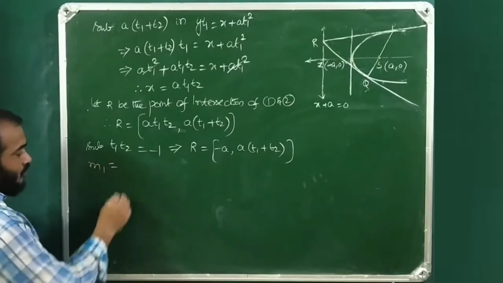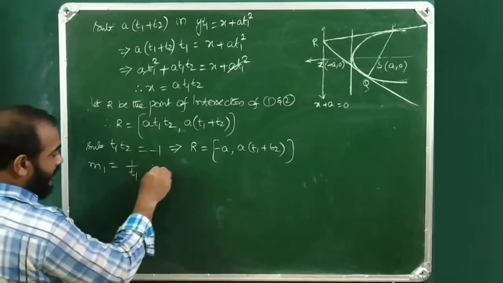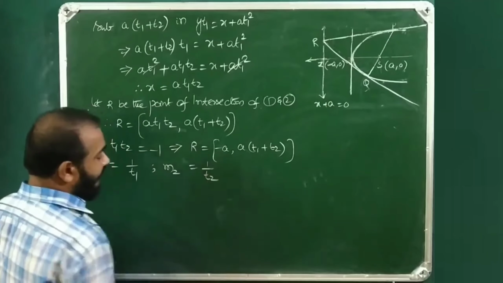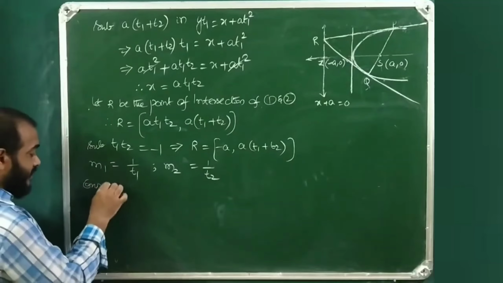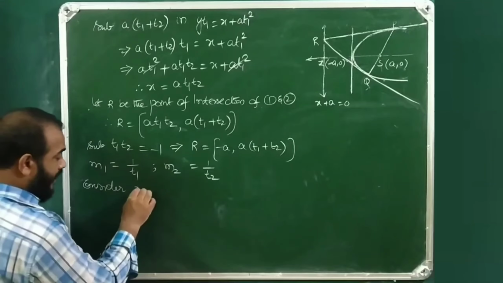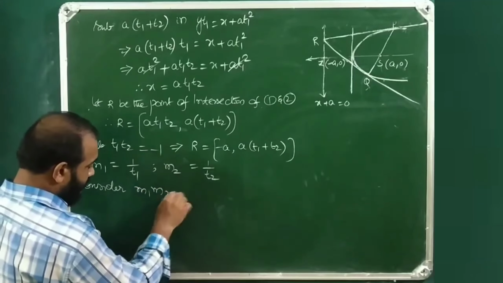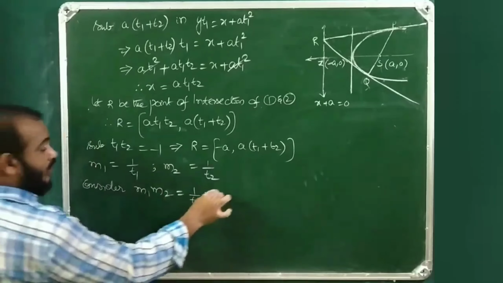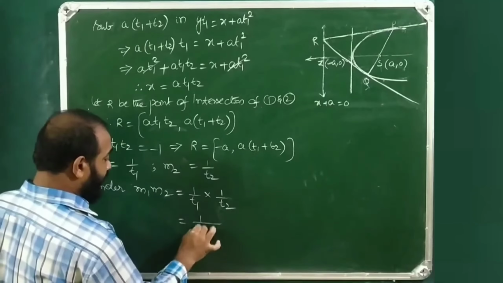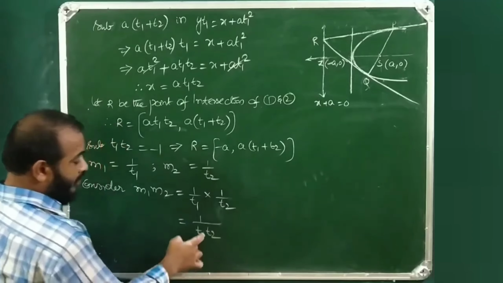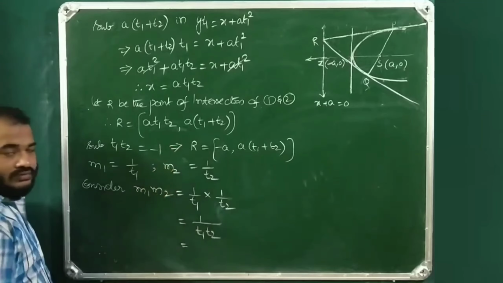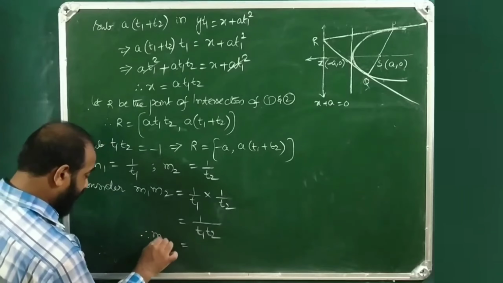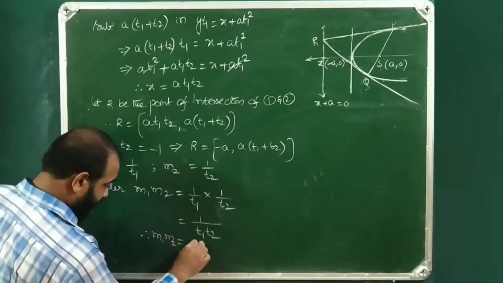Now, m1 equals 1 by t1, and m2, the slope of this tangent, equals 1 by t2, as we got. Consider the product of the slopes m1 m2. This equals 1 by t1 into 1 by t2, which is 1 by t1 t2. Since t1 t2 equals minus 1, this equals 1 by minus 1. Therefore, m1 m2 equals minus 1.